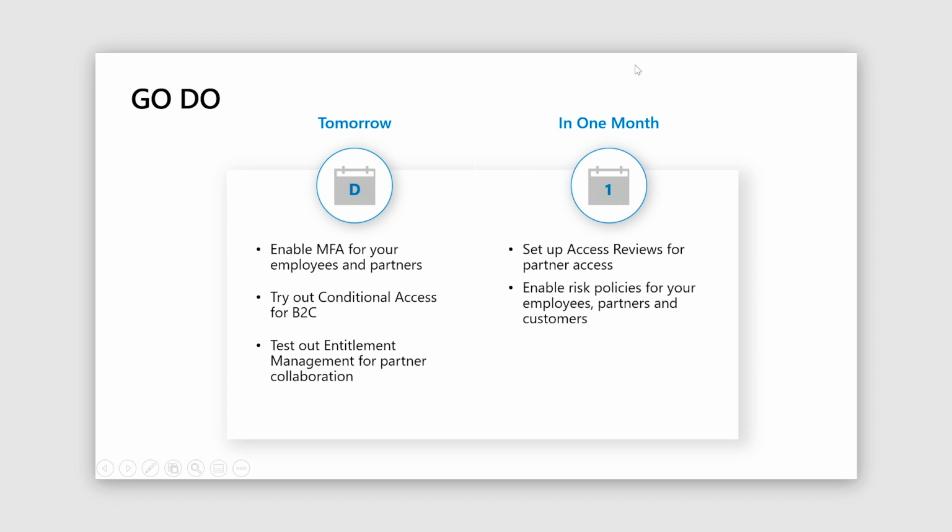Third, test out the entitlement management features for enabling partner collaboration. In the next month, set up some access reviews for partners to make sure there's no standing partner access within your environment. Lastly, enable risk-based conditional access policies for all your user types, employees, business partners, and customers to protect against threats in real time.